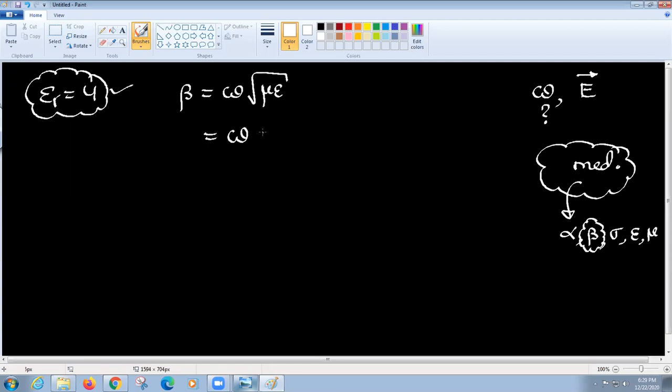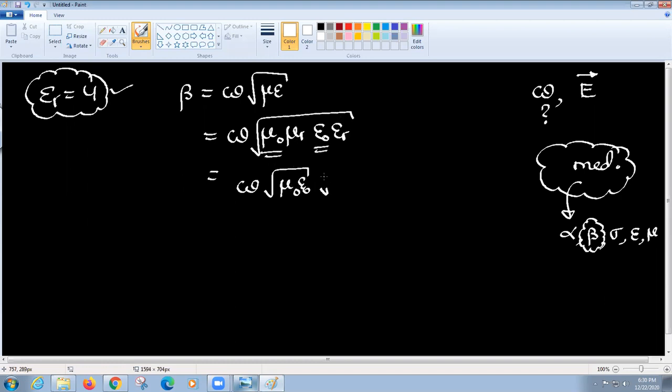So therefore, again same stuff, omega mu naught mu r, epsilon naught epsilon r for mu epsilon. So this is nothing but omega, segregating this mu naught epsilon naught for this and multiplied by mu r epsilon r. I know very well that the velocity of light in free space or vacuum, c, is nothing but 1 over square root of mu naught epsilon naught, and this is 3 times 10 to the power of 8 meter per second. All right, so therefore this is nothing but omega over c.